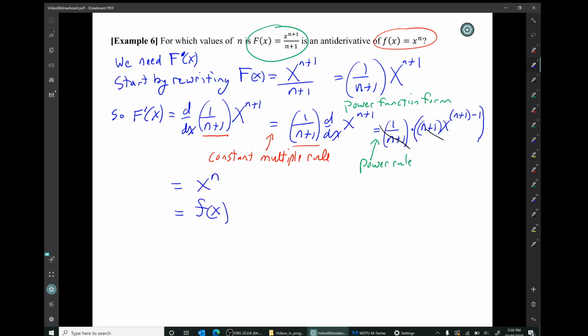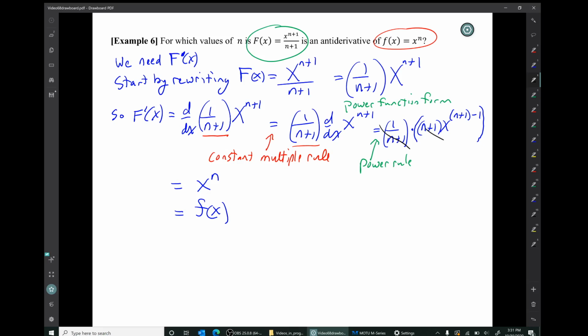So when we find capital F prime, first of all, since we put capital F in power function form up here, the derivative is quite a bit easier than it would be if we used the quotient rule. The first step is we use the constant multiple rule to pull this constant multiple out front. That leaves us with this derivative to do, the derivative of a power function. We use the power rule and we get that as the result. Notice we have some nice cancellation. These factors cancel. And then we're left with just x to the n, which is little f of x. So it looks like capital F is an antiderivative of little f.